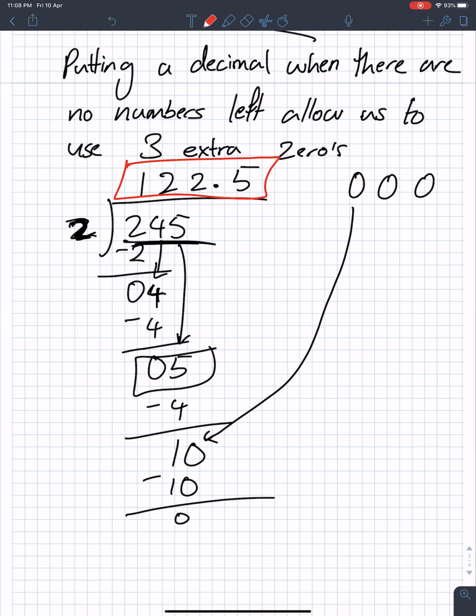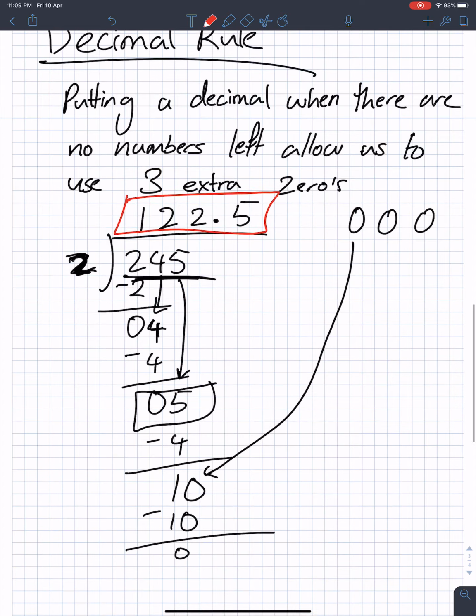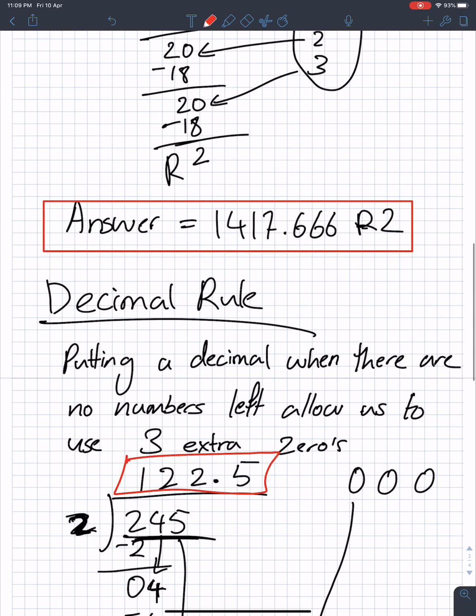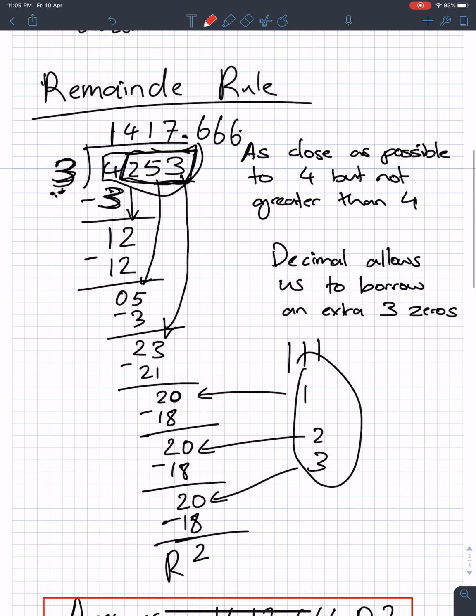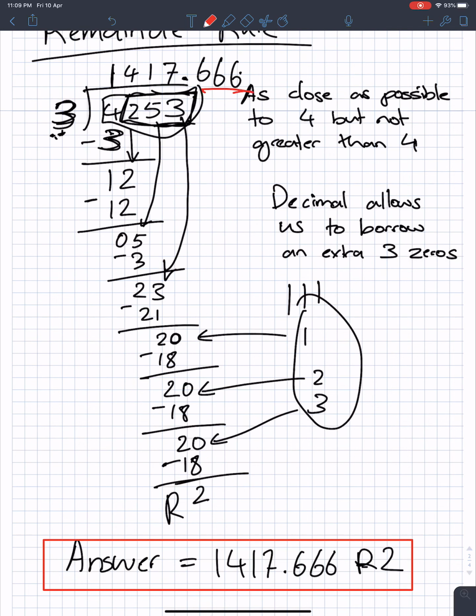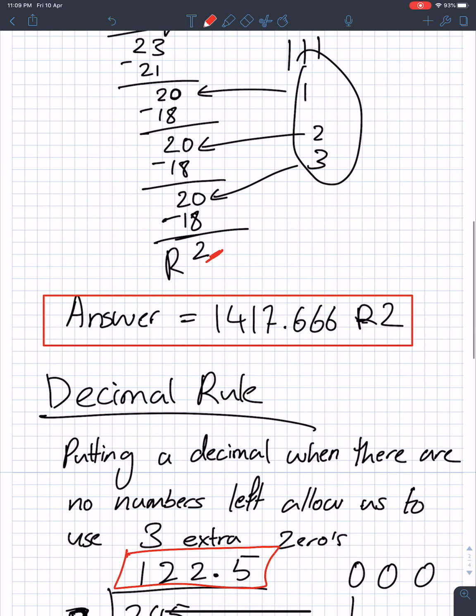Okay, now notice here there's no remainder, and yeah, so that's illustrating the decimal rule. And going back, remember we've used the remainder rule where we've run out of zeros and we still have some left over, and we just say that, you know, that's the answer plus you've got some remaining.